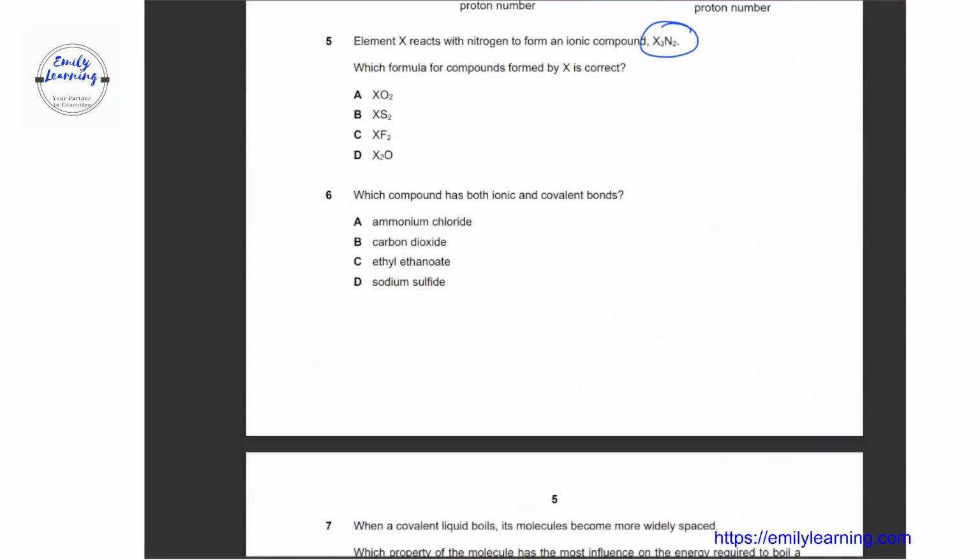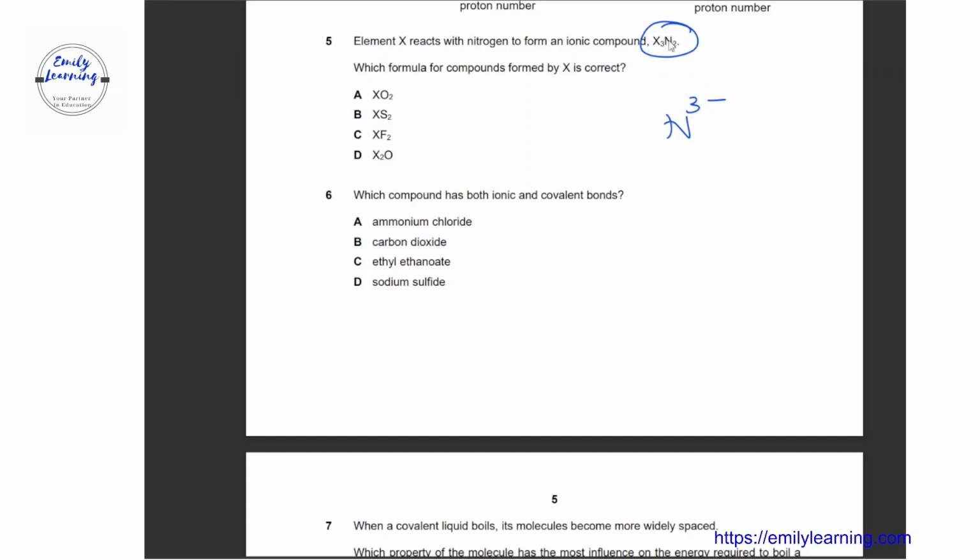Alright, so now going back to this question, we have X and N. We know that N is in group 5, so it has a charge of 3-. X, I don't know. Now, I know that I form a compound with a formula X3N2. When you form an ionic compound, is there any charge at the end of the day? No. So I know that the nitride ions will have the same magnitude but opposite sign of the charge as X.